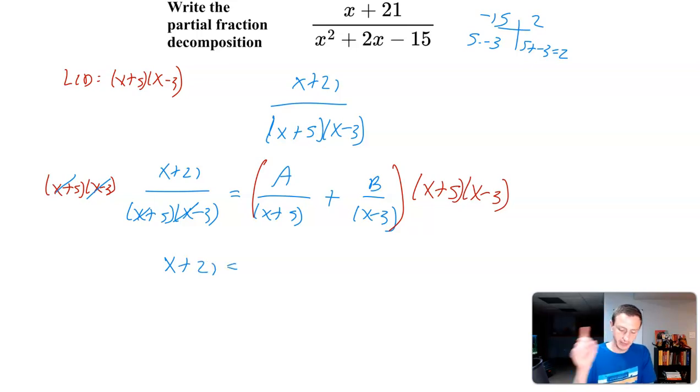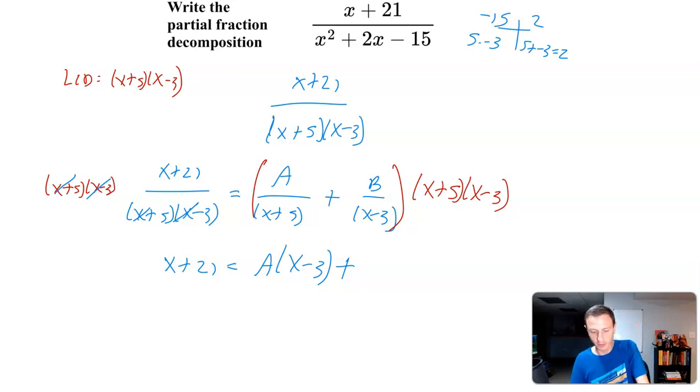Then on the right side, when I distribute this (x + 5)(x - 3) into here, what is going to happen with the A part? The x + 5s are going to cancel on the A term. So I'm going to have A times (x - 3) plus, and then on the next term, the x - 3s are going to cancel this time.